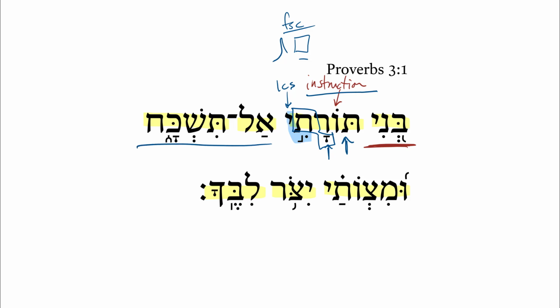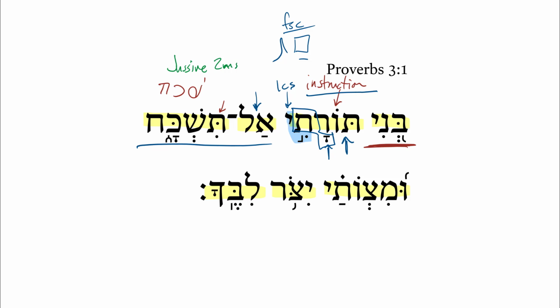Now, you'll notice here the verb is a 2ms. We have that tav preformative. The verbal root that we have here is shin kaf chet, and so we have a pretty straightforward verb here. Do not forget. Now, notice that al is the negation here, and usually when we get al, we are looking at a jussive verb. So this is a jussive 2ms verb.